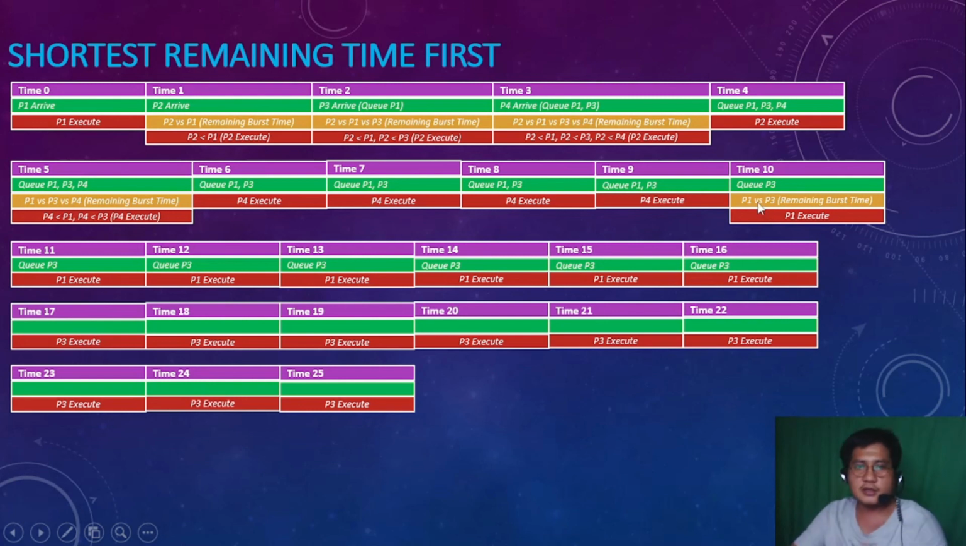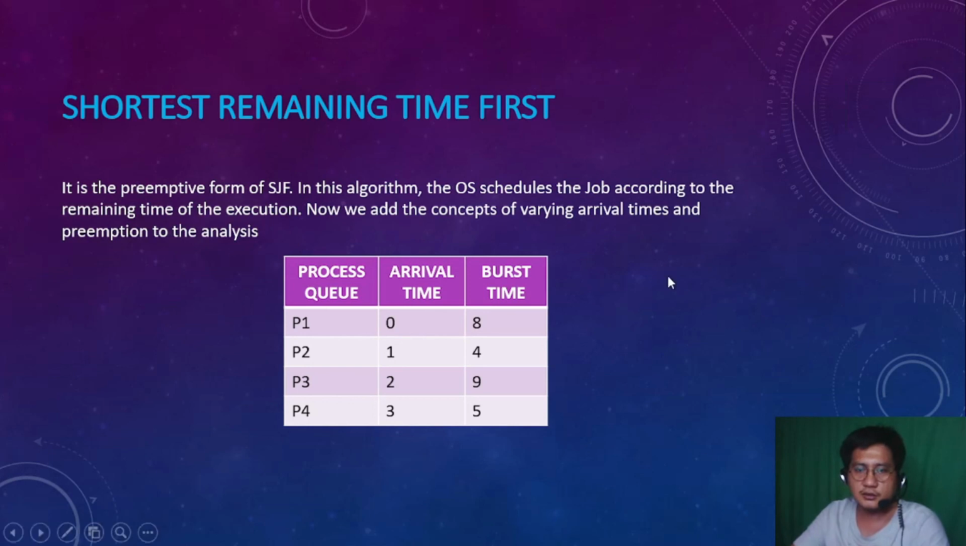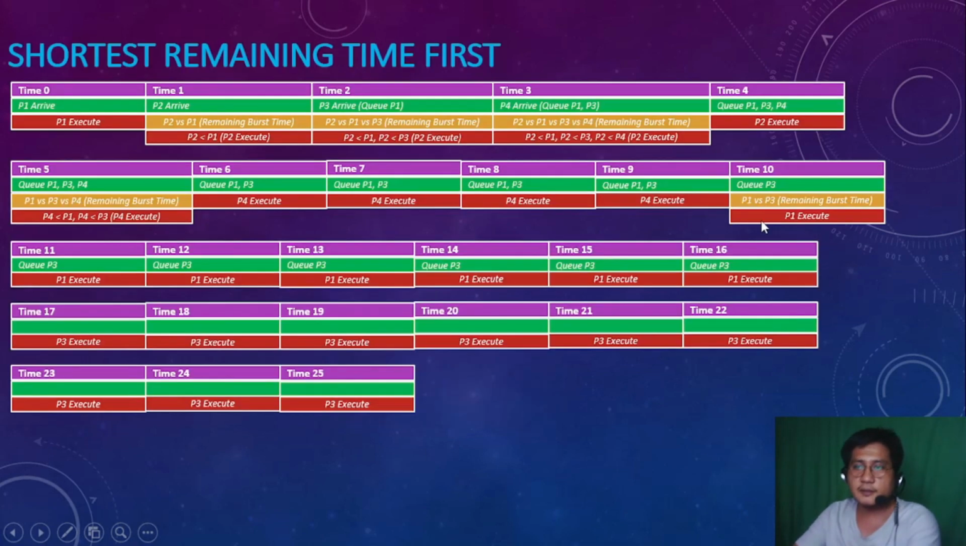In this case, if we look back at the table, process 1 has already executed once in the central processing unit but was halted because of the new process. Process 1 has 7 remaining burst time, compared to process 3, which is still 9. So 7 compared to 9, process 1 will get the time of the central processing unit.